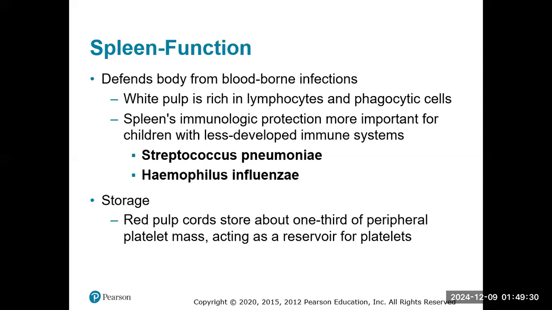And then the red pulp stores some, like a reservoir, of your platelets. So all of your platelets aren't circulating. Platelets help you stop bleeding, so if you have a bleed, instead of trying to push more out of the bone marrow, your spleen can just release more platelets for you. So it's kind of a holding area for that.